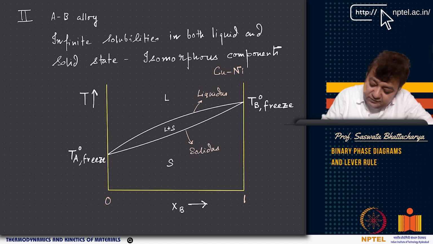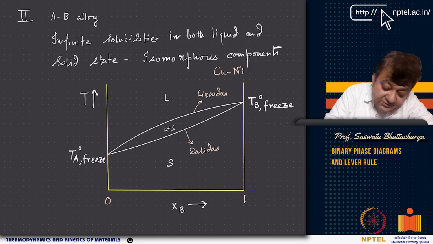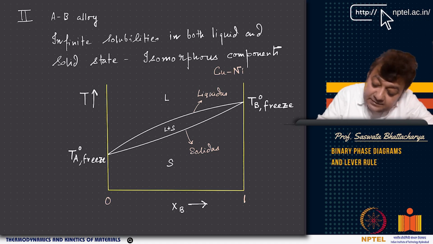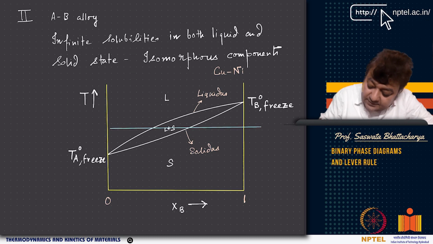And again, as you know, in the single phase solid or in the single phase liquid, you cannot draw a tie line, and you have degrees of freedom, which is basically 2, right? But within the liquid plus solid region, you can draw a tie line. So at a given temperature, remember, you cannot draw a tie line in the single phase region.